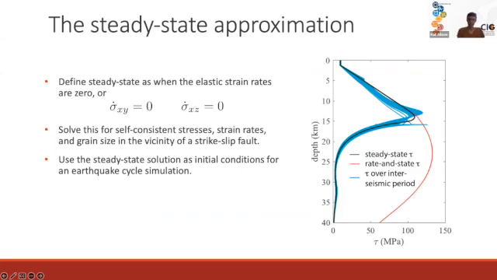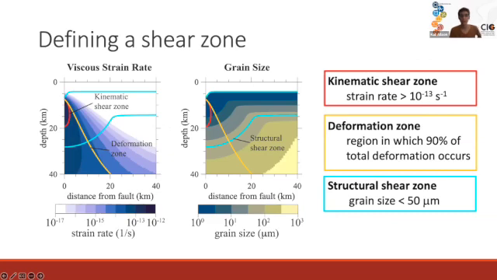It's much less computationally expensive to solve for the steady state of the system than it is to perform earthquake cycle simulations. And I found that some of the characteristics of the steady state solution are good predictions of the results that I see in an equivalent earthquake cycle simulation. So I use this steady state approximation to quantify characteristics of the shear zone. Here I'm showing the steady state viscous strain rate on the left and grain size on the right for the cycle simulation with diffusion creep in the wattmeter to determine grain size.